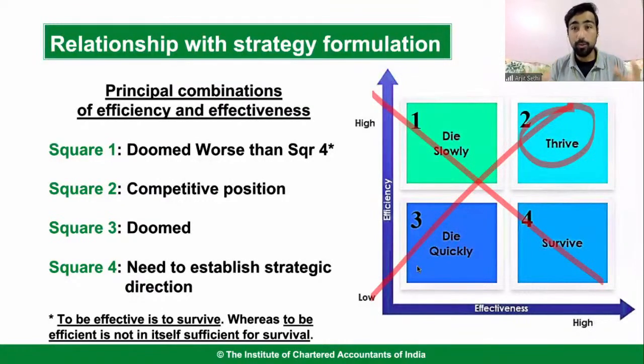But if you do the right thing in a wrong way, what will happen? Right? Aapki effectiveness is high and your efficiency is low. What will happen? You will still survive. Why will that happen? You as a business will still survive, right?